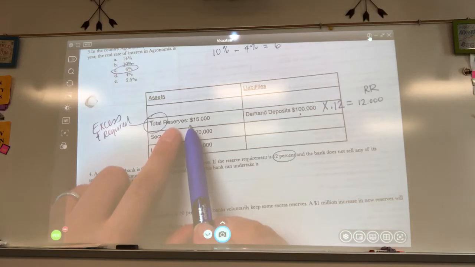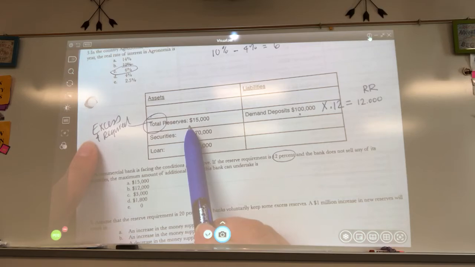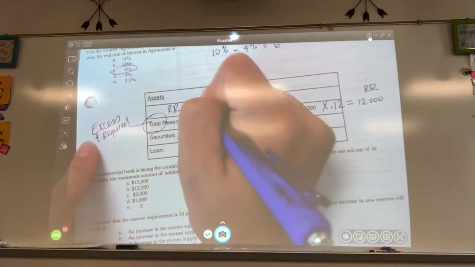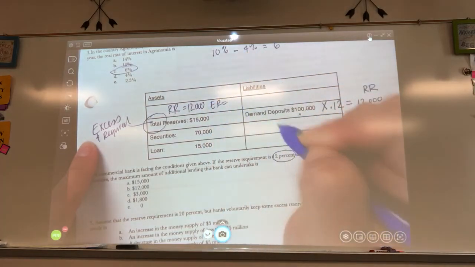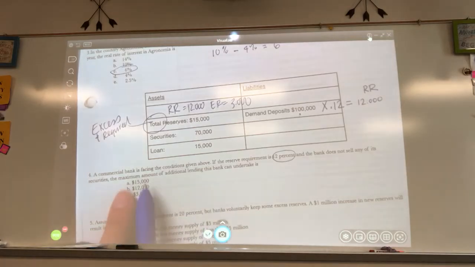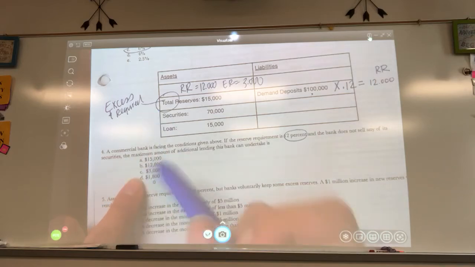So if there's 15,000 in their excess and required reserves, how much is part of their required reserves? 12,000. Now how much is their excess reserves? 3,000. So the question asks me, how much additional lending can this bank undertake? Can they loan out that full 15? No, because some of that 15 was what? Required. Can they loan out 12? Because that's, they must keep it in the bank. Can they loan out 3? There we go.